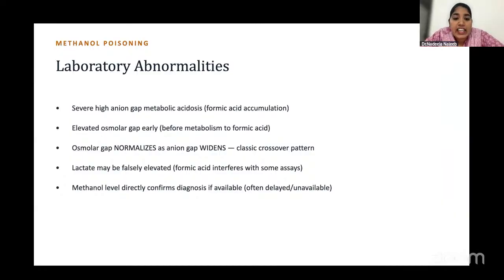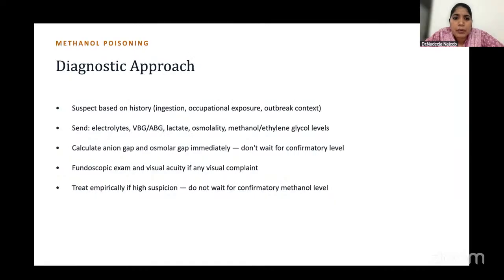Methanol level directly confirms diagnosis if it is available, but do not wait for the levels. If you have doubts, start with the treatment. Diagnostic approach, as we discussed, based on history, if you have suspicion, start the treatment. Get the blood gas analysis, get the methanol levels, do a fundoscopic exam, and visual acuity if there are any visual complaints.